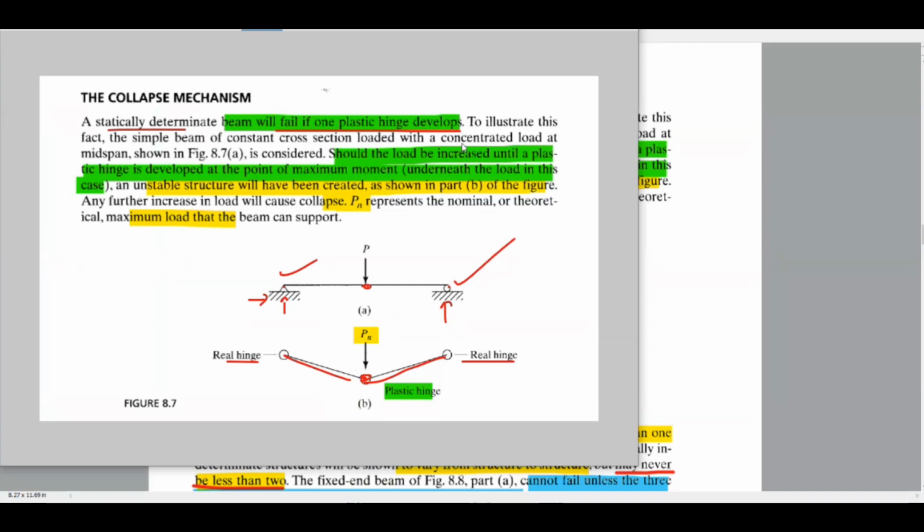Let us illustrate this with a simple beam of constant cross-section loaded with a concentrated load at midspan. Should the load be increased until a plastic hinge is developed at the point of maximum moment? This is the point of maximum moment. So at the point of maximum moment, the plastic hinge will develop underneath the load in this case. An unstable structure will have been created. Any further increase in load will cause collapse. Pn represents the nominal or theoretical maximum load the beam can support.